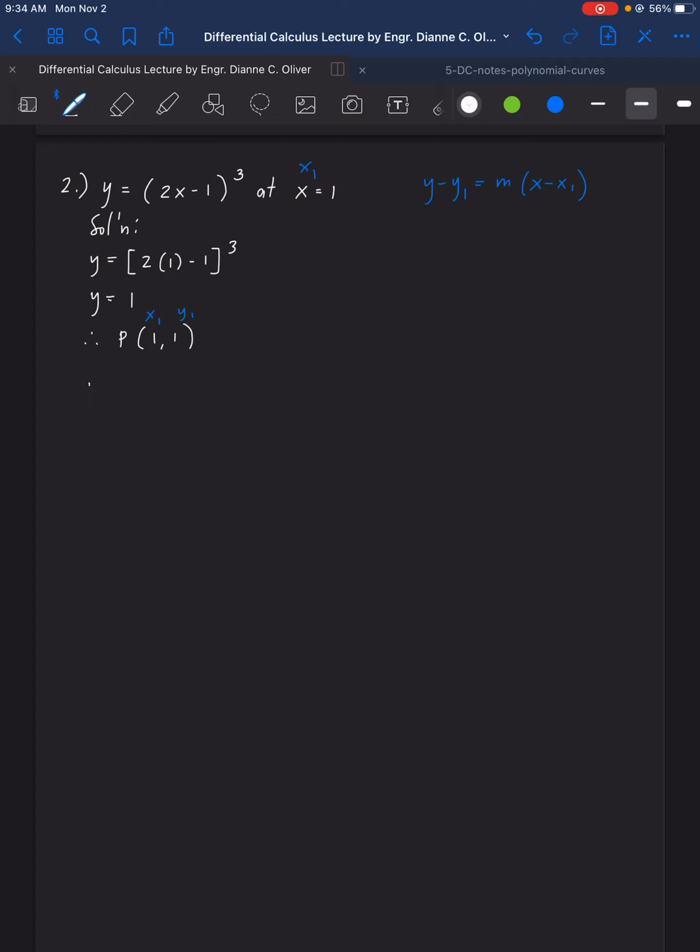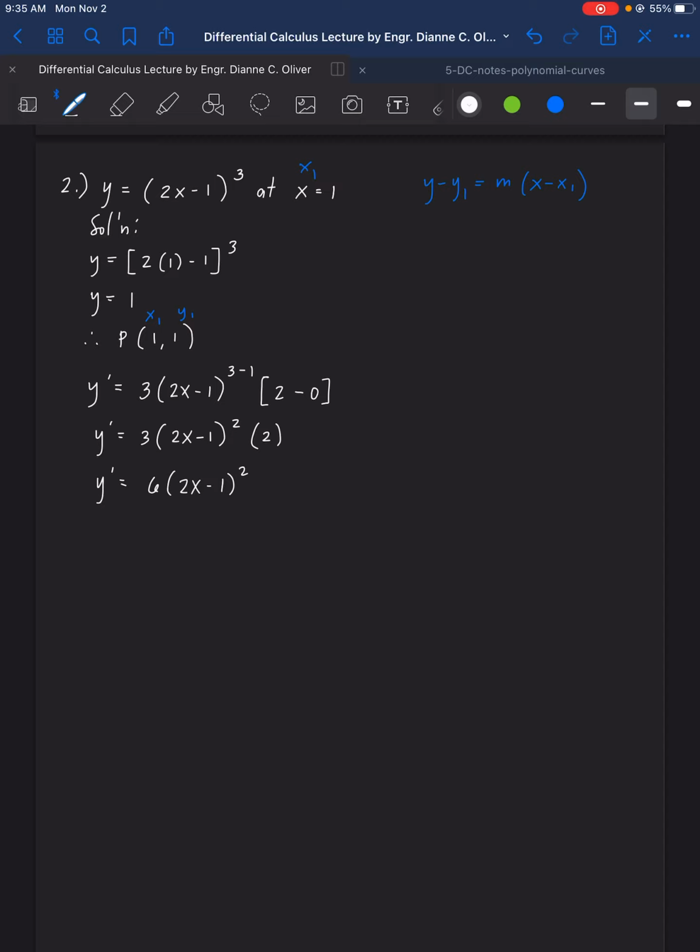So, to get the slope, we have to differentiate the original equation, so y prime. So, we have there 3, the base, 2x minus 1, raised to 3 minus 1, and don't forget the derivative of the base, the one inside. So, we have there 2x, the derivative of 2x is 2, the derivative of 1 is 0. So, y prime is now equal to 3 times (2x minus 1) raised to 2 times 2. Y prime is now equal to 6 times (2x minus 1) raised to 2.